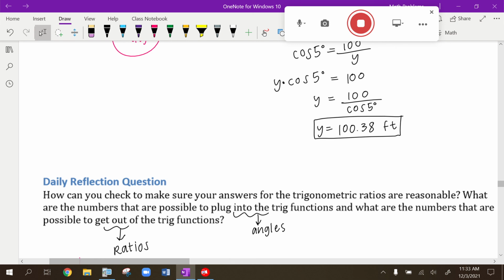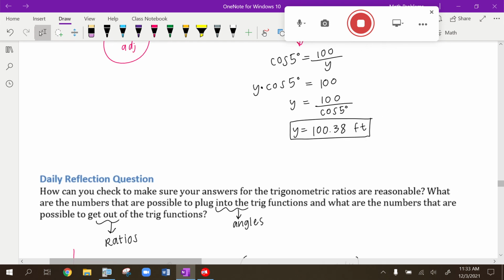We touched on that a little bit with the ratios. What ratios can come out? It's different for sine and cosine than it is for tangent. See what you can think of. We'll check this next time. We're going to come back to this again, so make sure you're doing your best to understand it.